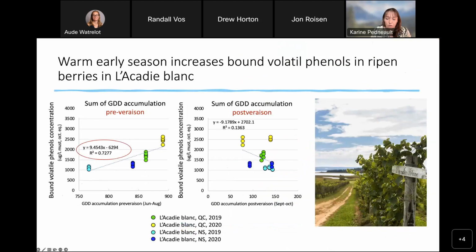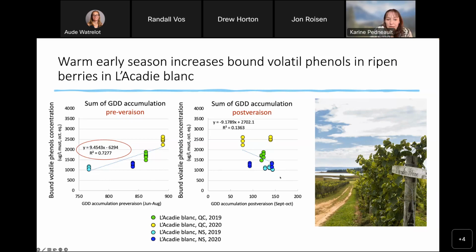And to go a little bit further in that, I know time is passing, Aude, I'm watching the clock. To go a little bit further in that logic I've been presenting, from some regression that I've been doing with L'Acadie Blanc, we've shown that the rate of growing degree days accumulation early in season, so during pre-veraison, is well correlated to the level of volatile phenol precursors, well, bound volatile phenols, let's say, I don't want to confuse you, in ripe berries.